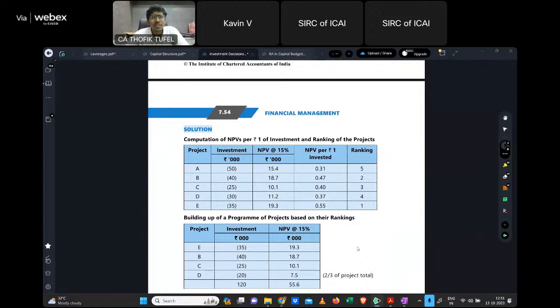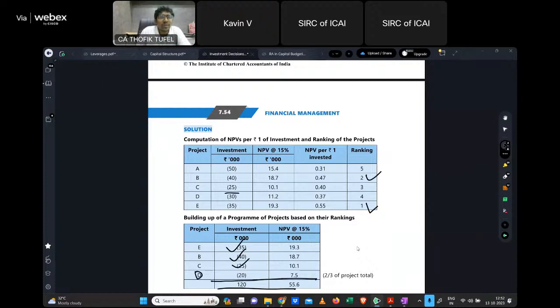Now, based on that, you will give a ranking. E is giving the first ranking, B is given the second ranking, 35, 40. C is giving 20. Then D amount is 30. But how much do you have? 35, then 40, 75, then 100. But you are having only 120 rupees. You directly put the total as 120 rupees.